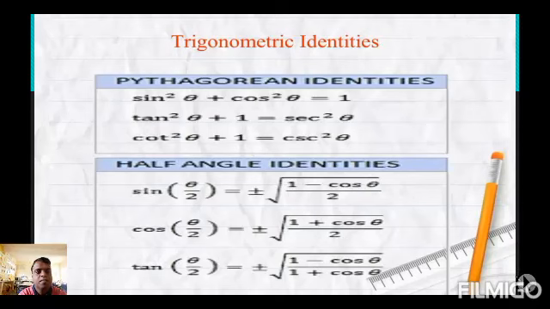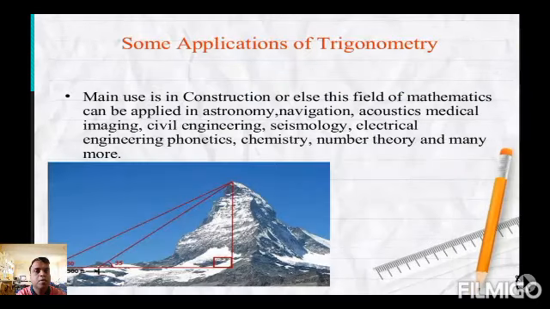Half angle identities: sin theta by 2 equals plus or minus square root of (1 minus cos theta) divided by 2, cos theta by 2 equals plus or minus square root of (1 plus cos theta) divided by 2, tan theta by 2 equals plus or minus square root of (1 minus cos theta) divided by (1 plus cos theta). These are the trigonometric identities we have to use.